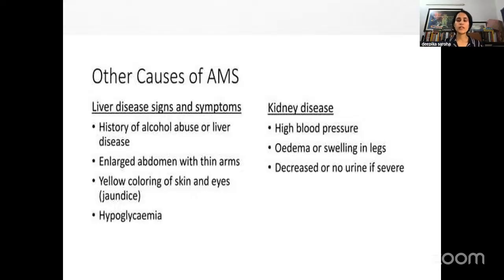Then patients who have kidney disease will present with high blood pressure depending upon the status of the damage, edema or swelling of the legs, decreased or no urine output, or increased urine output depending upon the severity of CKD.